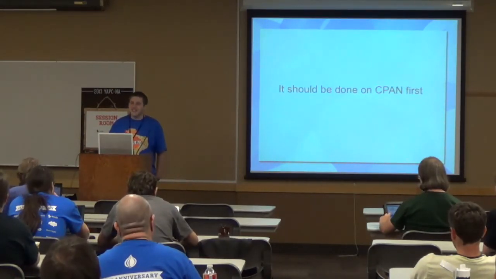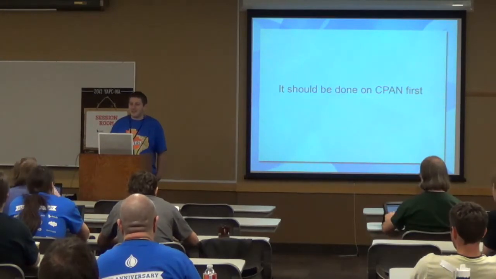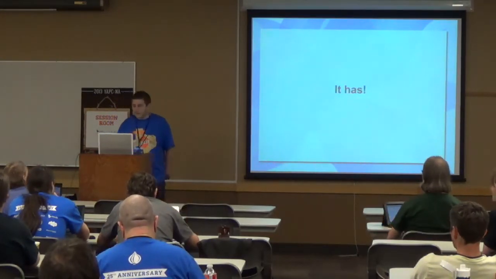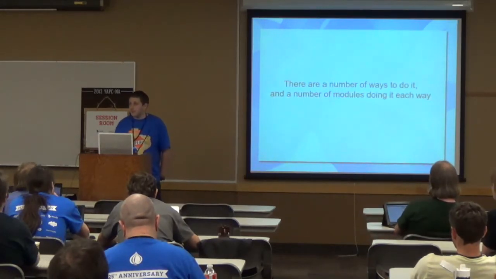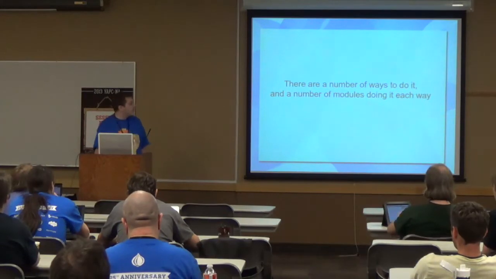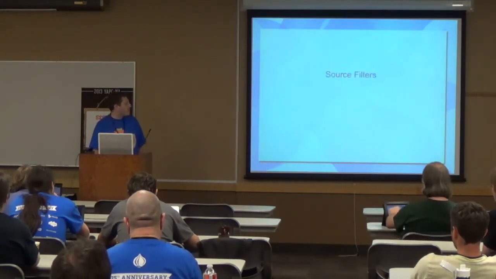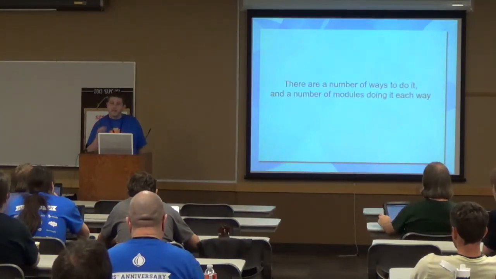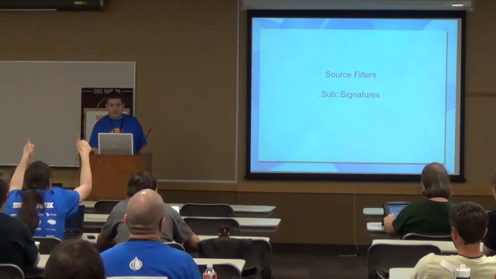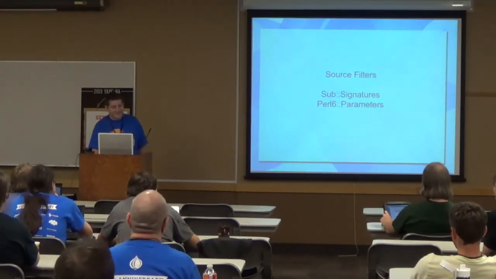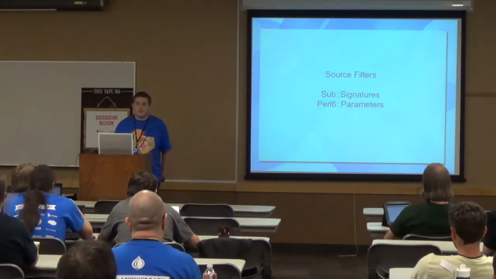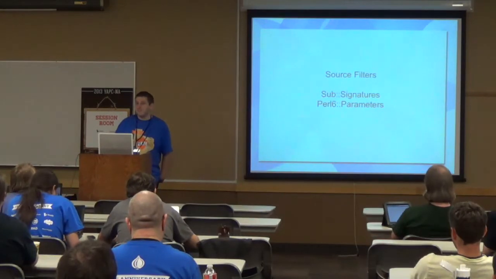And getting back to Buddy's point, it should be done on CPAN first. It has. We've seen it. We know it. We have seen these modules and had them discussed right here. So there's a number of ways of doing these things and a number of modules doing it each way. And I mean, now I'm getting into the technicals. So, source filters. We have subsignatures. Perl 6 parameters, which is from the early 2000s, so I'm not sure if it even matches what Perl 6 looks like now.